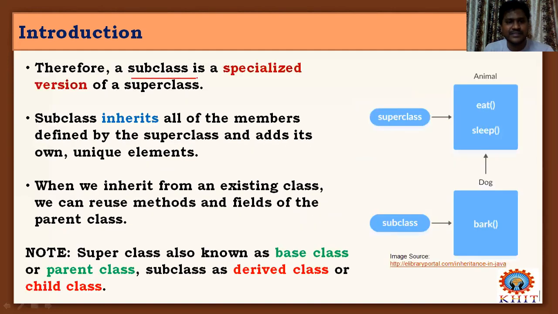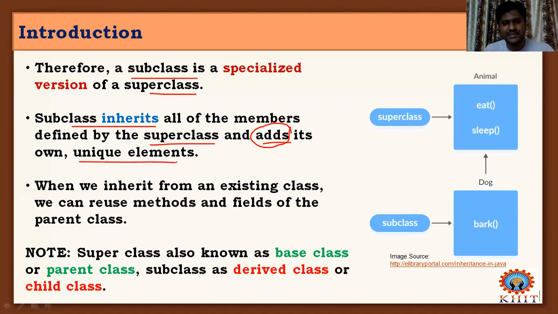Coming to this, a subclass is a specialized version of a superclass. A subclass is a specialized version of a superclass in the sense that it has all the properties and behaviors of the superclass, and also includes some new properties of its own by using the inheritance concept. Remember this: the subclass inherits all the members defined by the superclass, plus it can add its own unique elements in the subclass.